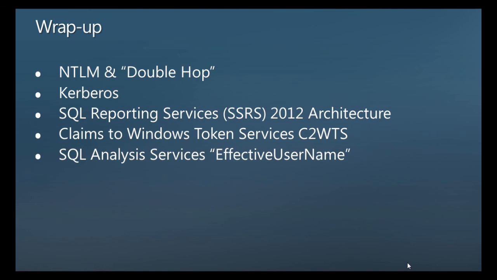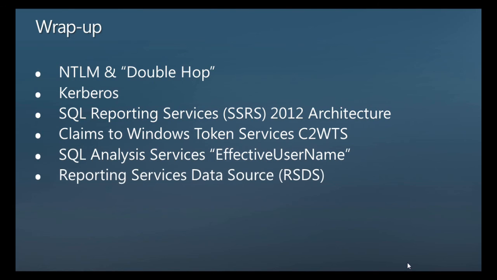We then took a look at SQL Analysis Services effective username option, and we learned about how this option allows us to overcome the challenge of crossing a domain boundary. We then took a look at reporting services data source files, and we learned how we use a reporting services data source file to configure the connection to use the effective username. And then we finally wrapped up with the BI semantic model file, and we looked at how the BI semantic model connection works when trying to leverage effective username.